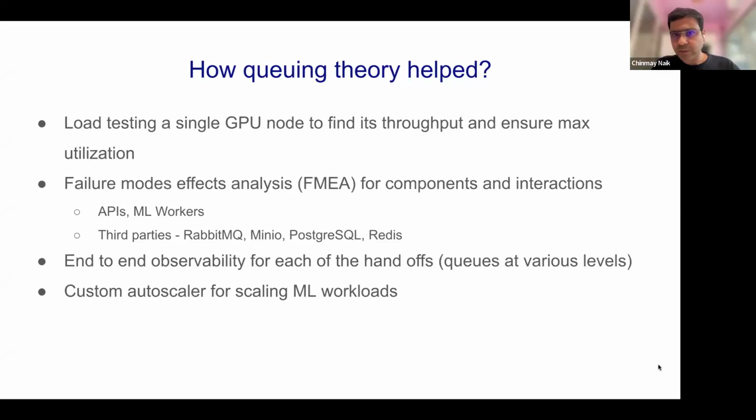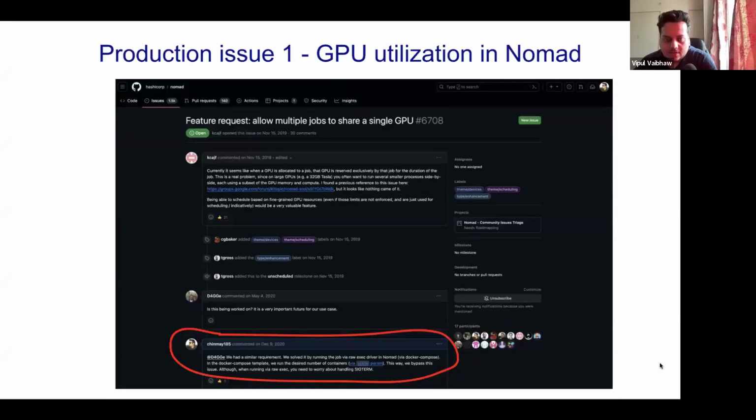I'm not sure how much more time we have. Otherwise, I can skip the second problem because we're already at 1 hour. Yeah, we can skip the problem.